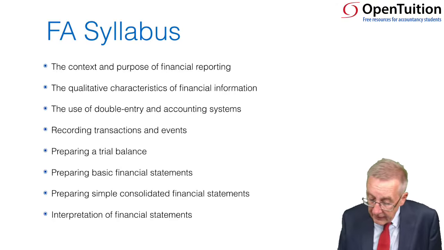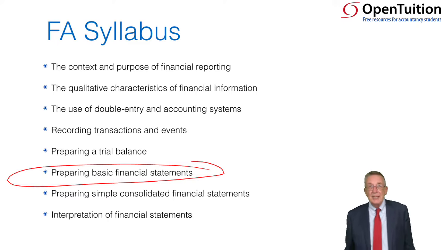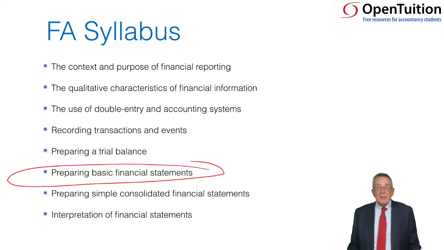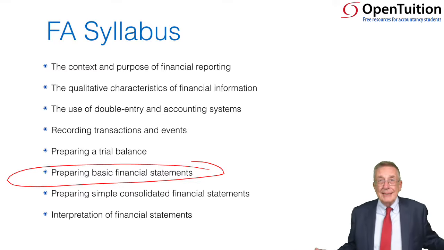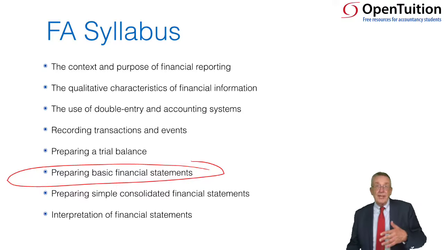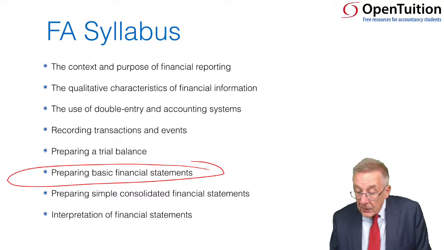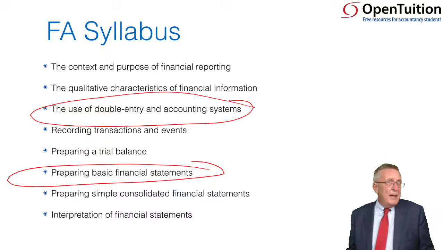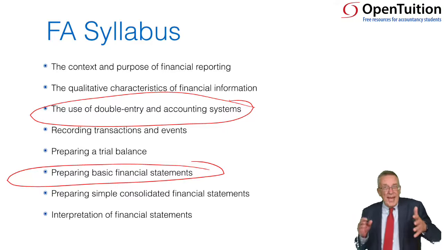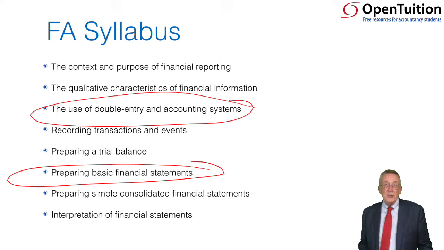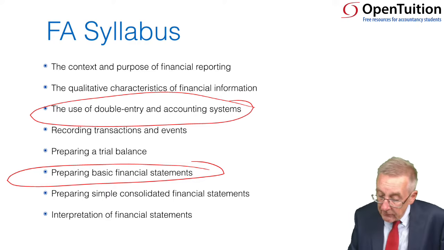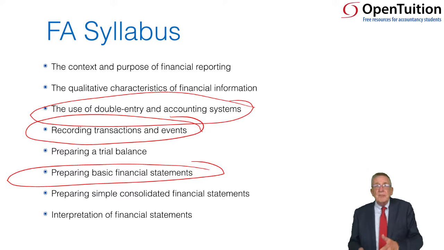And you'll see here, preparing basic financial statements. This balance sheet or statement of financial position, the statement of profit or loss. But in order to prepare them, during the year there have been lots of things happening, lots of transactions occurring. We'll have been buying things, we'll have been selling things, and of course they all need recording. And so the use of double entry. Some of you may well have heard of debit credits, but how we go about recording everything that happens during the year. And here, recording transactions and events, the sorts of books we use to do all the recording.